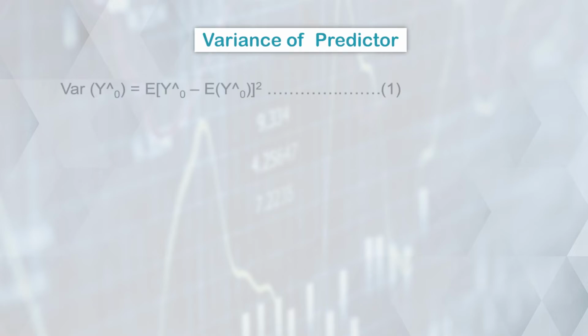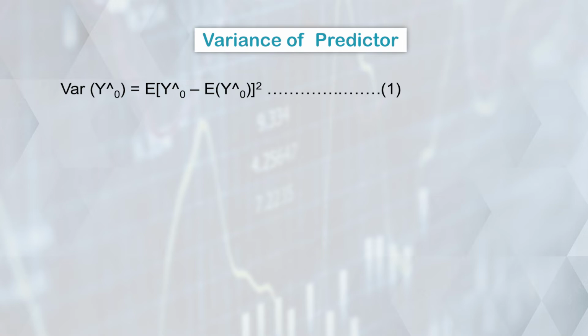This motivates us to look into the variance of the predictor, whether the variance is minimum or not. Only then can we look at the efficiency of this predictor, or go in tune with the best linear unbiased estimator. So for the variance, we apply the formula of the expectation of y0 hat minus expectation of y0 hat, whole square. This is step 1.